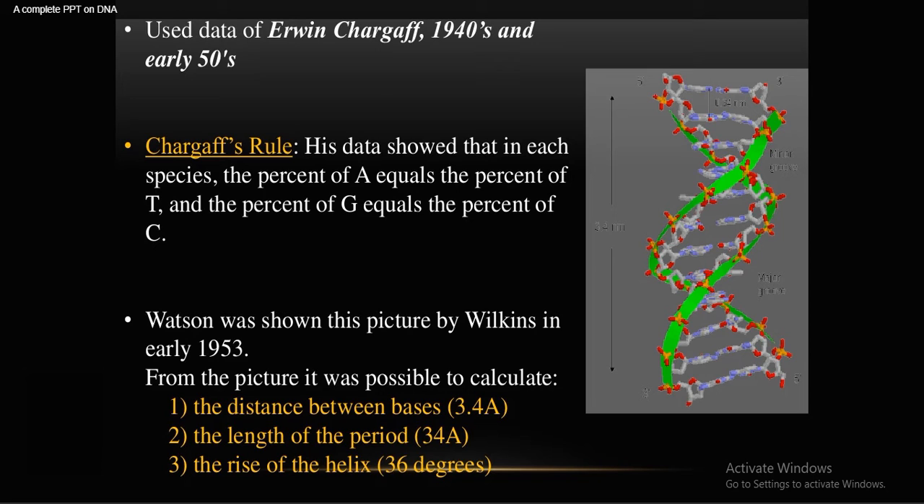So what is Chargaff's rule? His data showed that in each species the percentage of A is always equal to T. That means adenine always equals thymine, while the percentage of guanine always equals the percentage of cytosine. Watson was shown this picture by Wilkins in early 1953. From this picture, it was possible to calculate the distance between the bases, which is around 3.4 angstrom, the length of the period and the rise of the helix.